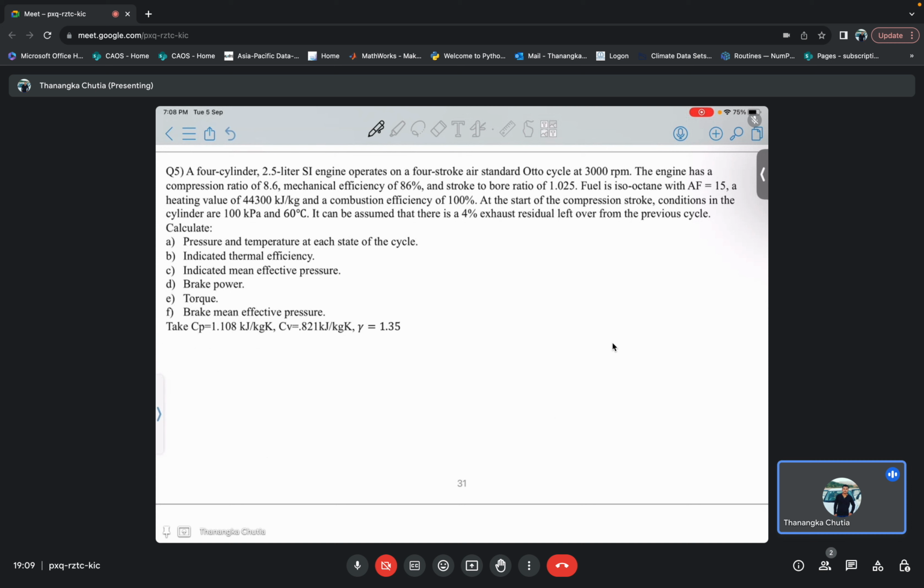At the start of the compression stroke, the conditions in the cylinder are 100 kilopascal and 60 degrees Celsius, and it is assumed that there is 4% residual exhaust gas left over from the previous cycle. Okay, so then you have to calculate the pressure and temperature, indicated thermal efficiency, indicated mean effective pressure, brake power, torque, brake mean effective pressure. Cp is given as 1.108, Cv is given as 0.821 and gamma is given as 1.35.